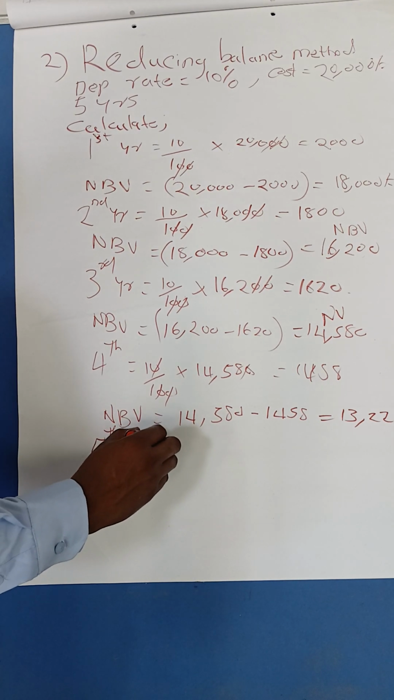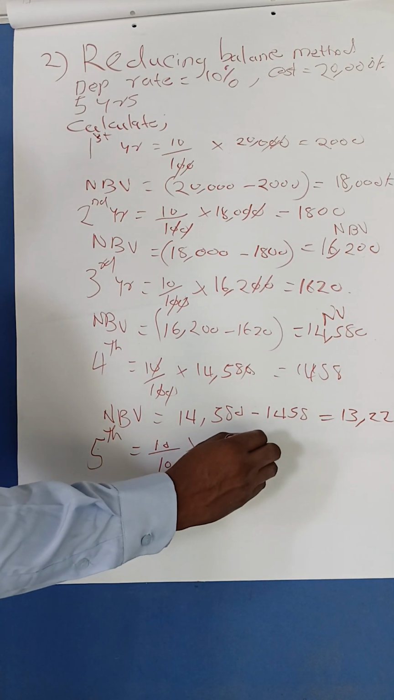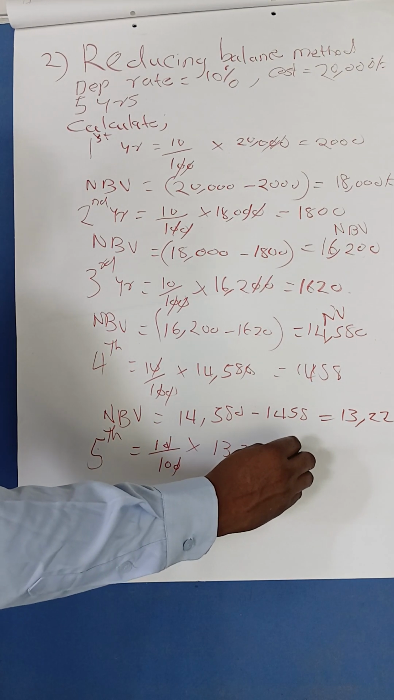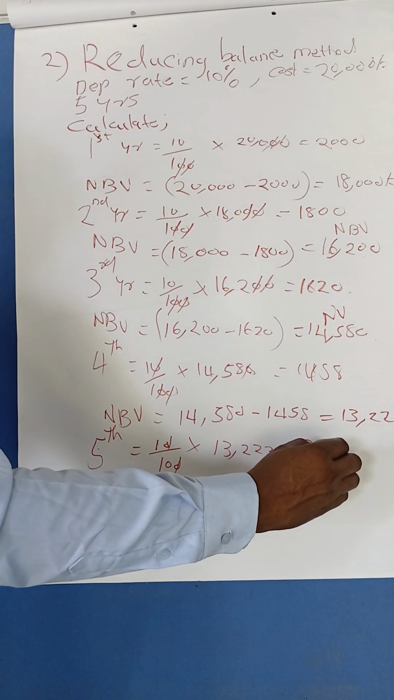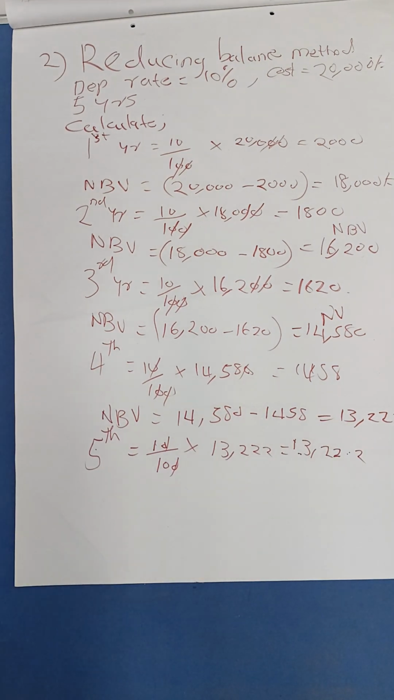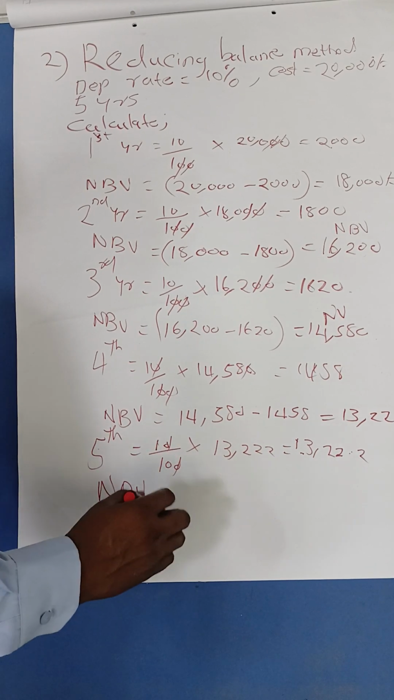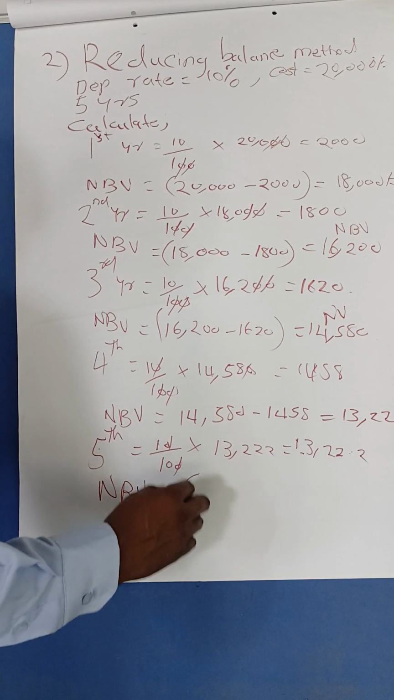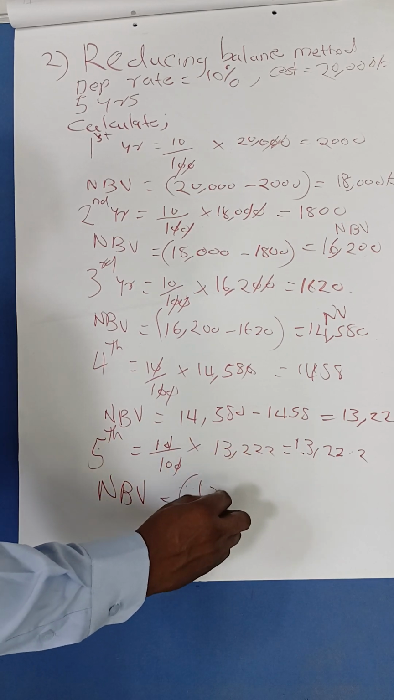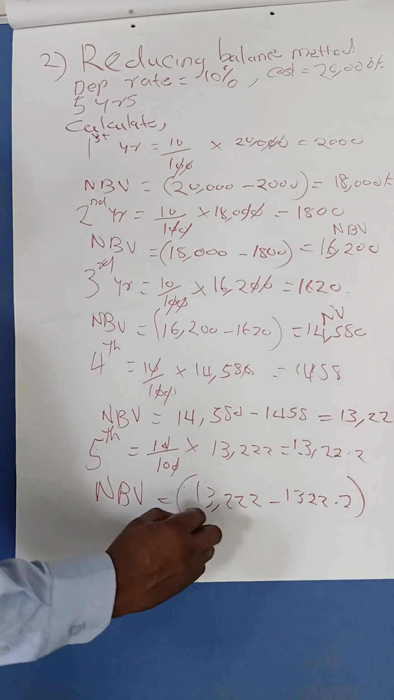Now the fifth year will be 10 over 100 multiplied by 13,122. The depreciation of that year was 1,312.2 shillings. So the last new book value of that machine after 5 years will be 13,122 minus 1,312.2. You'll get what?